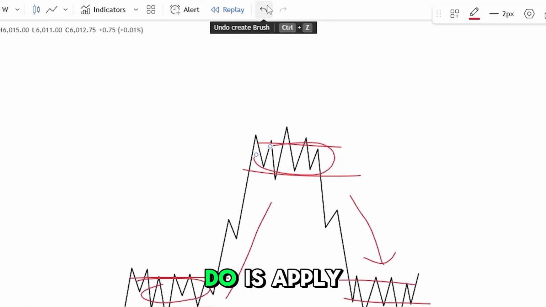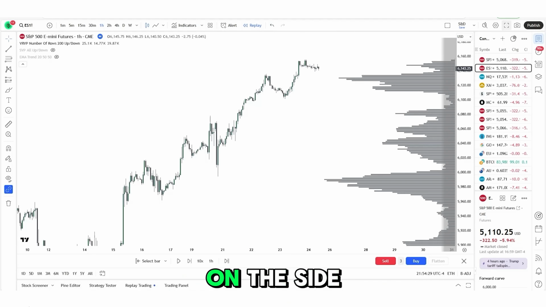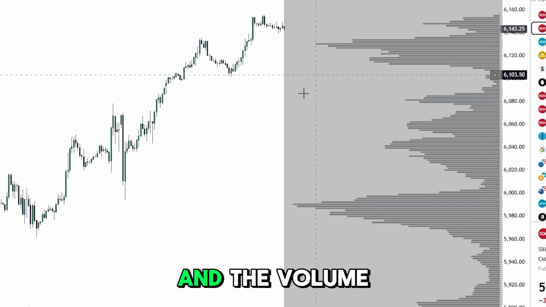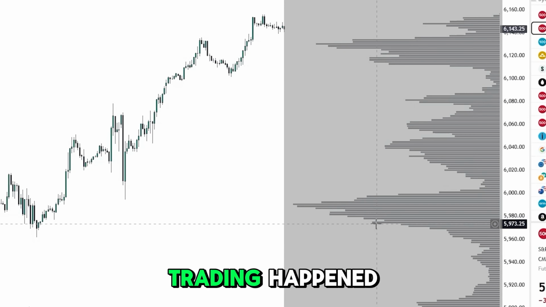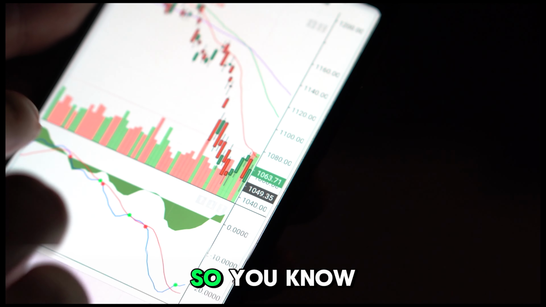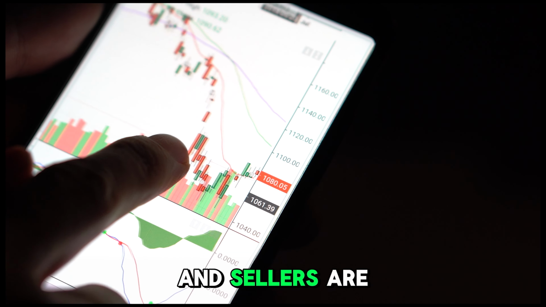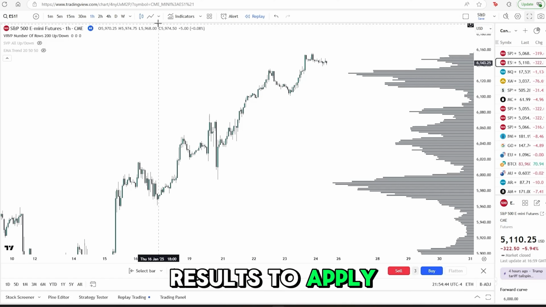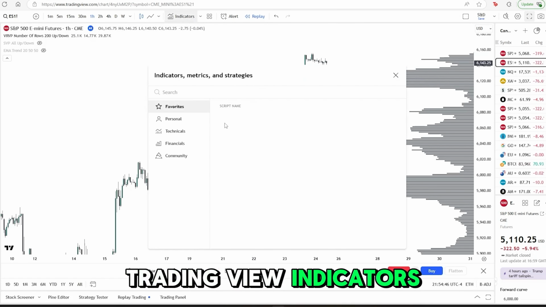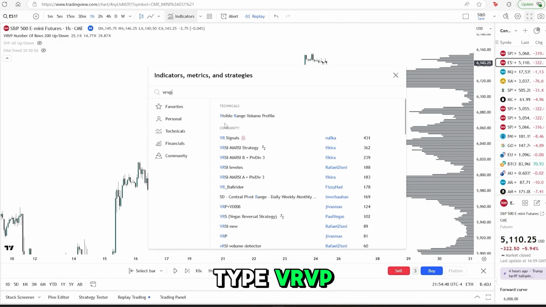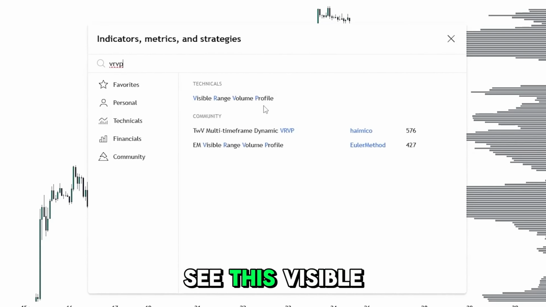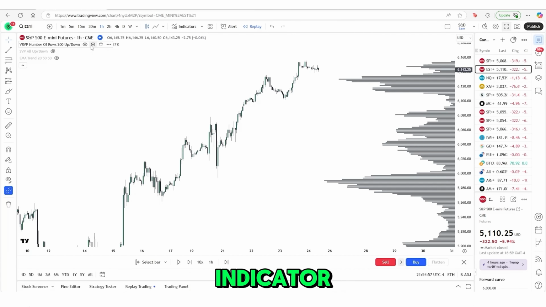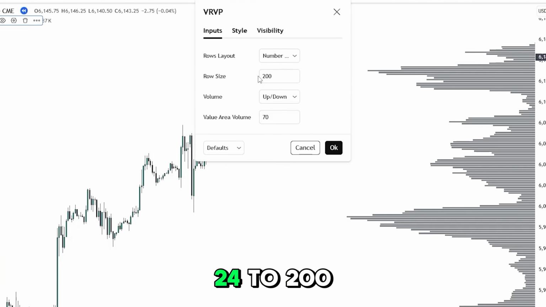The first thing we need to do is apply the profiles. The volume on the side of the chart that you saw before is called the volume profile. And the volume profile shows you how much trading happened at each price level, so you know exactly where buyers and sellers are. We want to be on the 30-minute or the 1 hour for the best results. To apply this profile, go to the TradingView Indicators tab. Type VRVP, and you should see this. Visible Range Volume Profile. Then click it. Go to the settings of the indicator and change the row size from 24 to 200.